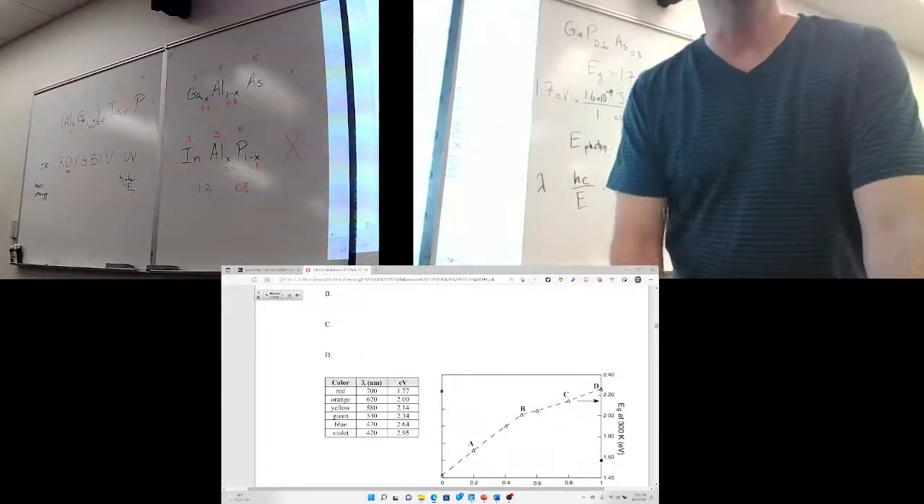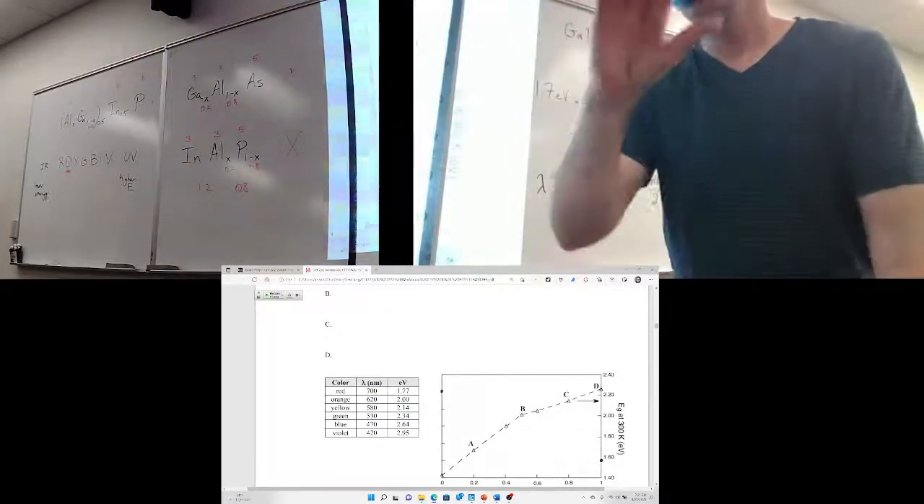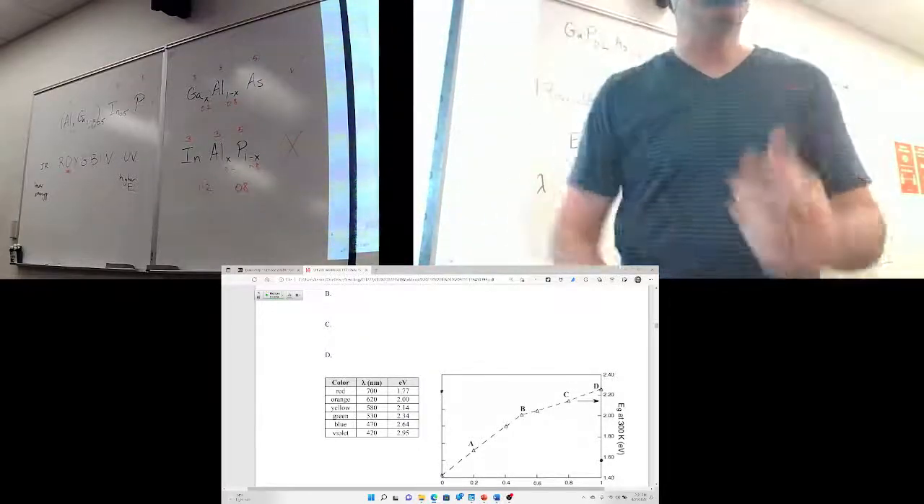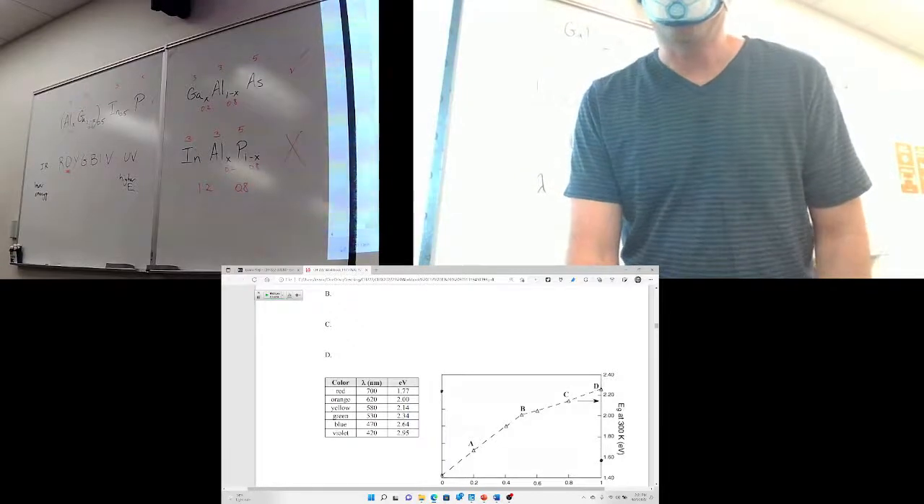How crystalline your material is when you deposit it on this. They make thin layers of stuff, right? And they sandwich it with other materials. So that's more of an engineering problem at that point.